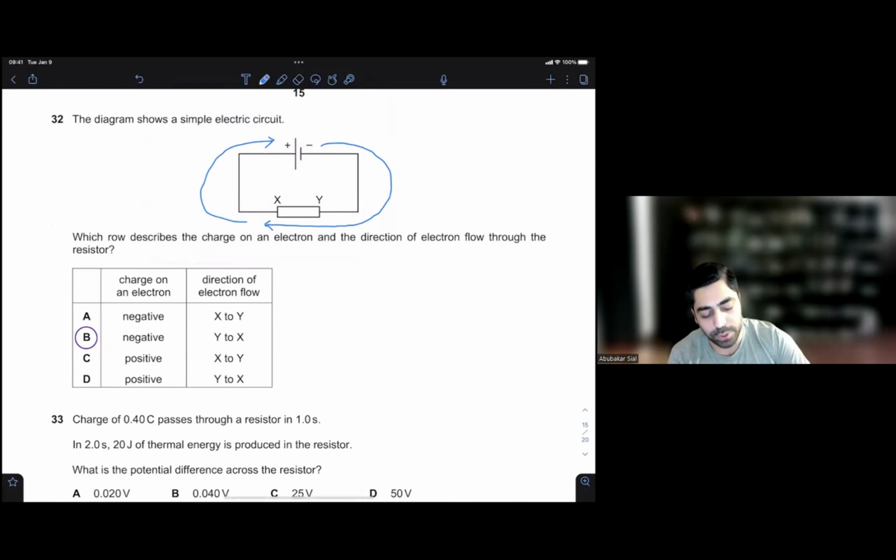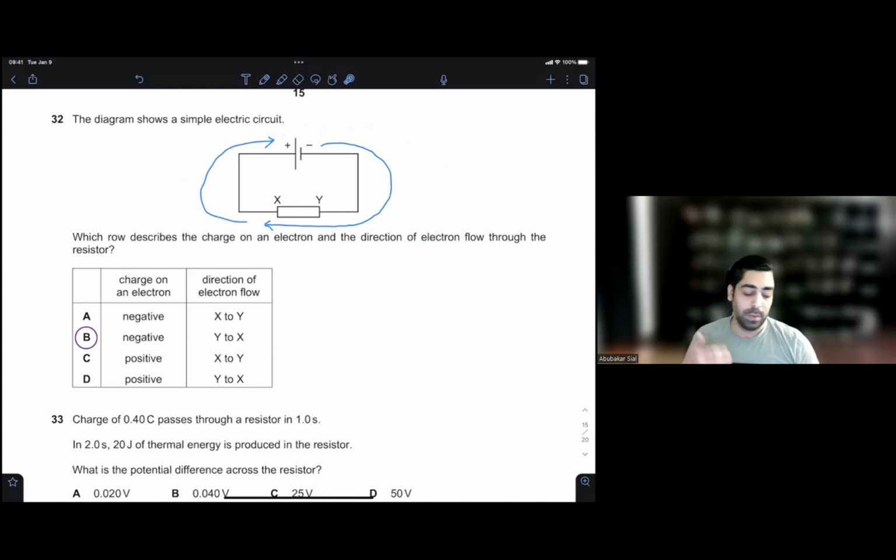That's it. Why are we drawing it? So that you can explicitly see that electrons are flowing from Y to X, and you don't mix it with X to Y. Second thing, if they had asked you about conventional flow, we know that's from positive to negative. That would go like this. In that case, the answer would have been X to Y.